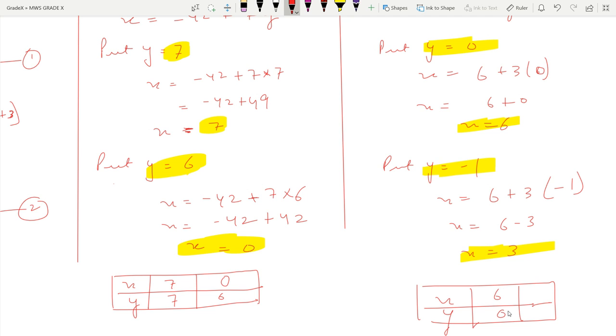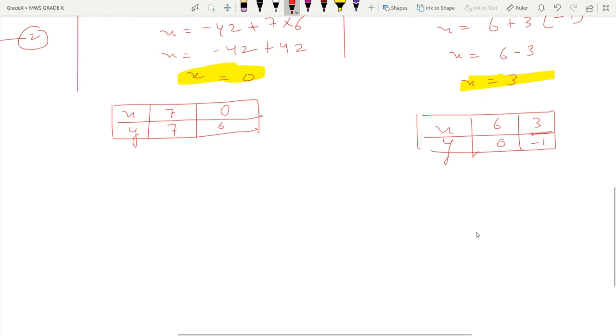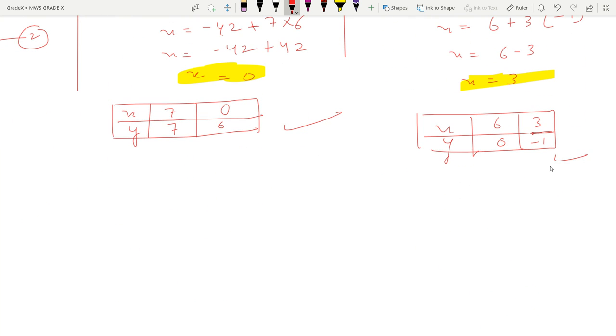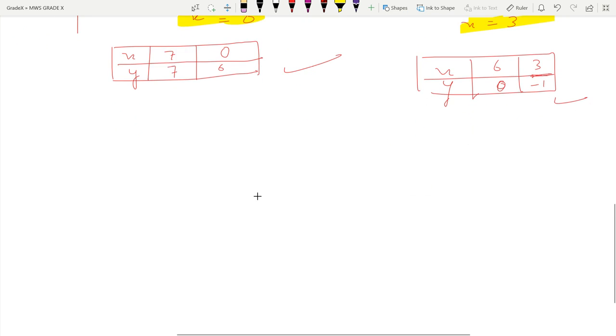X = 6 and y = 0, x = 3 and y = -1. Okay, now we are going to represent both of the solutions over one graph only. So in one graph we are going to represent this. Why are we representing only on one graph? Because this is a word problem where we need to represent it on one graph. So let us make the graph over here.